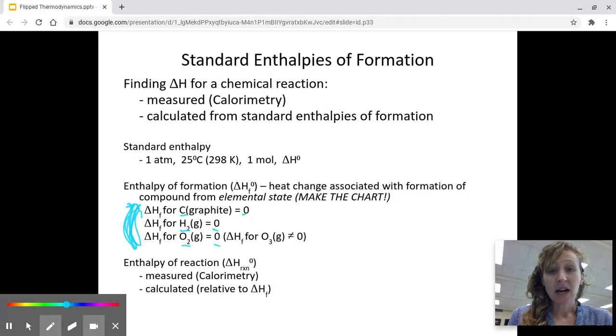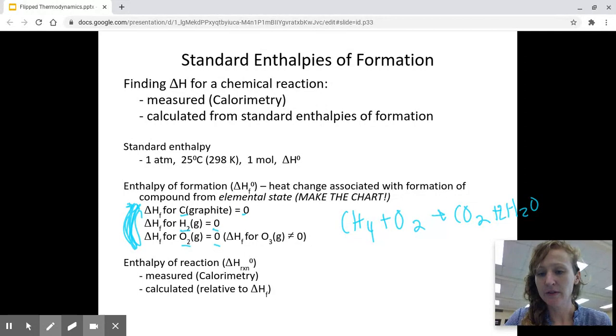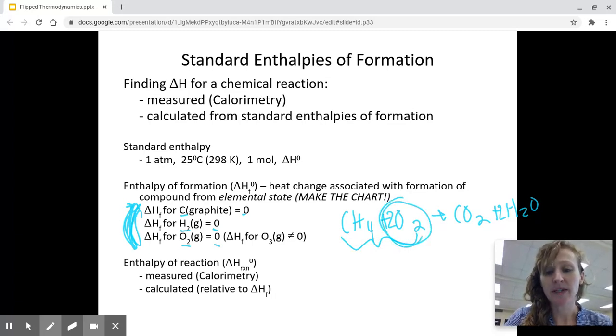Okay. A good check at this point in time would be to look at a couple different equations, like that one, and ask yourself, is this a formation reaction? Now would be a good time to pause the video and see if you can come up with a claim, evidence, reason for that. Is this a formation reaction? And your answer should be no, because the reactants are not elements. Well, actually one of them is, but the other one is not. So automatically it can't be formation.